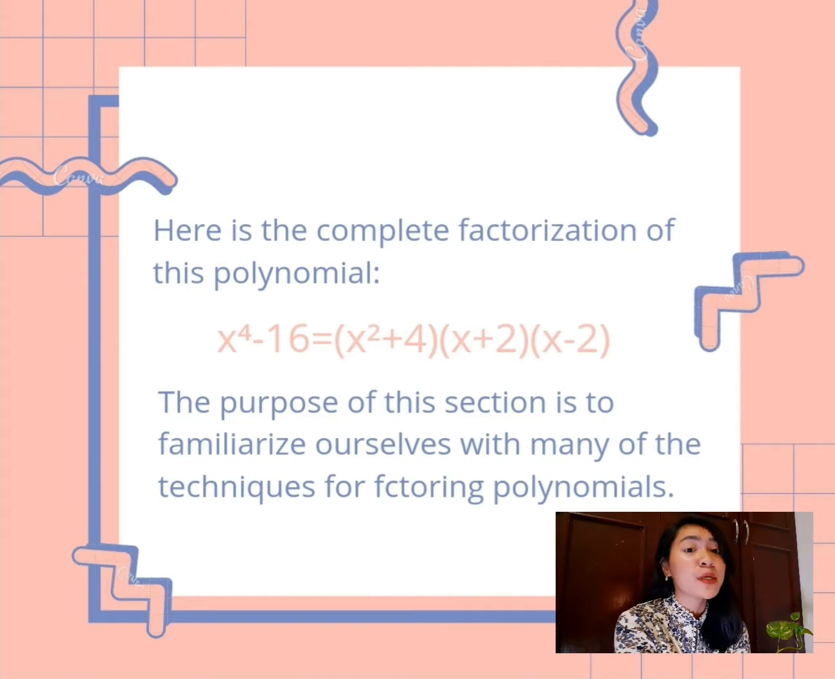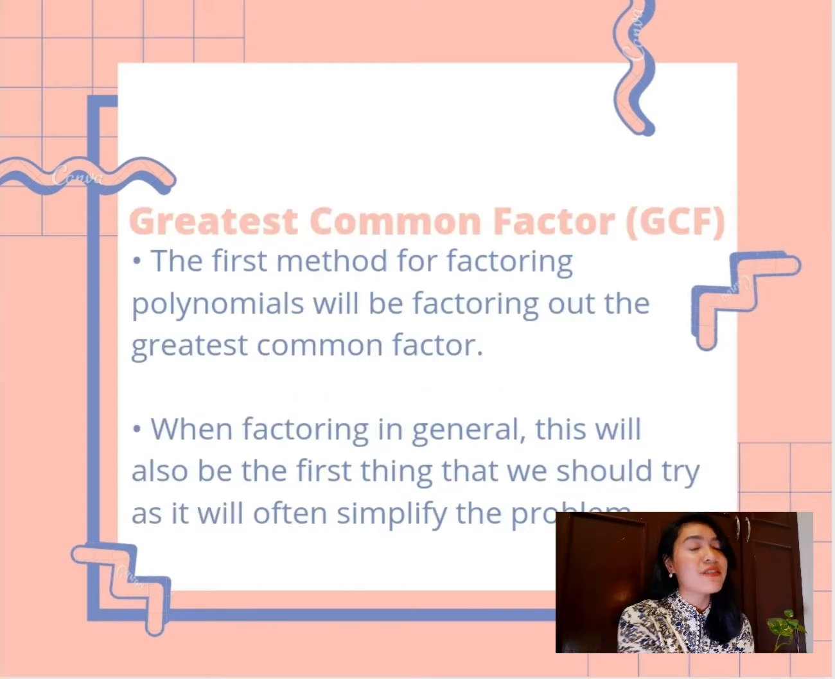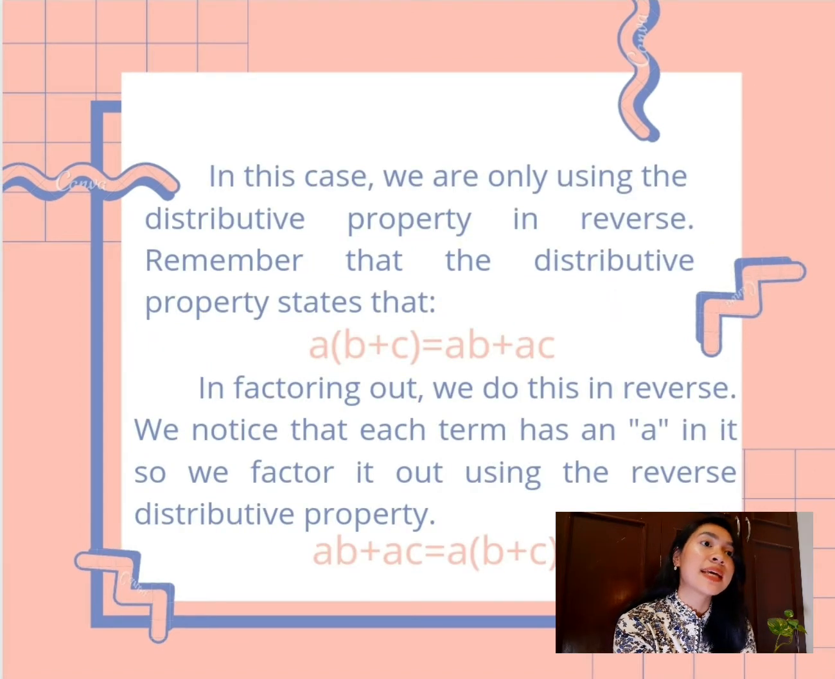The purpose of this section is to familiarize ourselves with many of the techniques for factoring polynomials. Let me remind you of the GCF, or the greatest common factor. The first method for factoring polynomials will be factoring out the greatest common factor. When factoring in general, this will also be the first thing that we should try, as it will often simplify the problem. In this case, we are only using the distributive property in reverse.